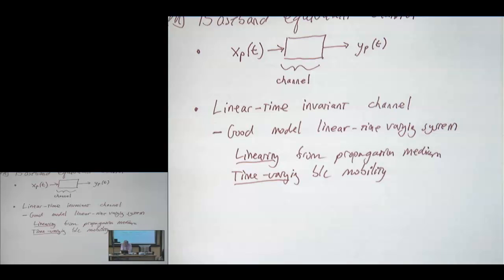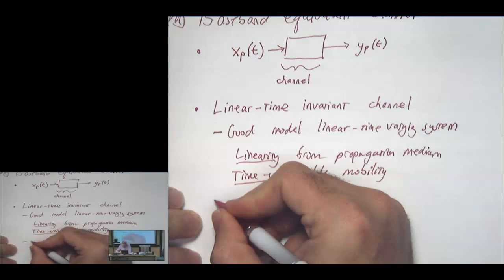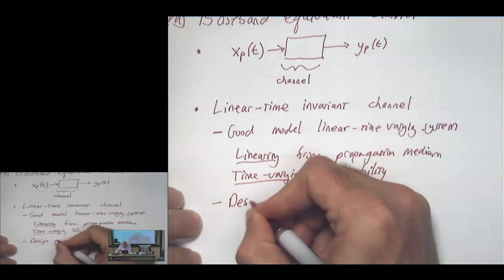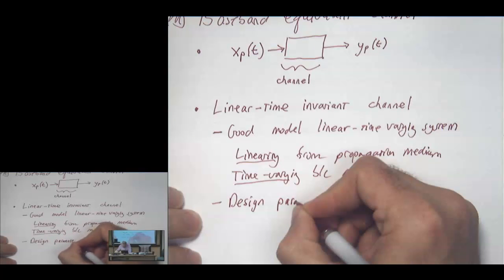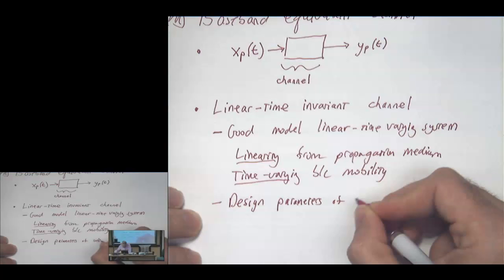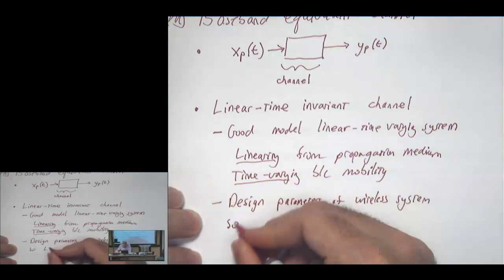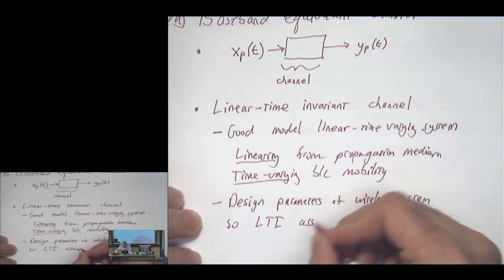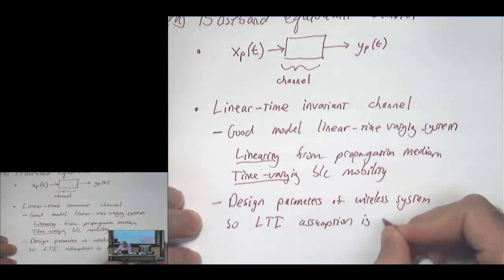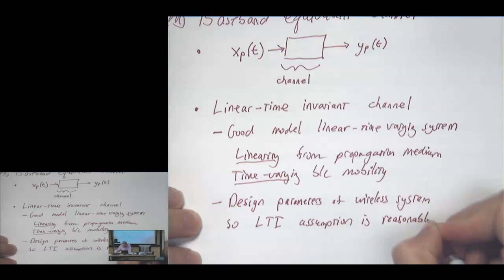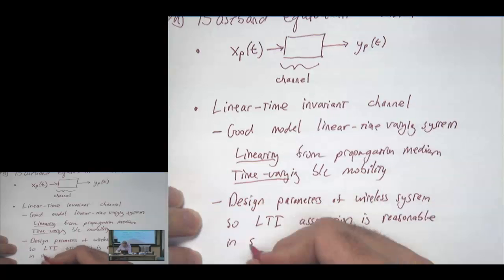And so what happens is that the system is actually designed so that we can make the linear time invariant assumption. So it's a little bit of a chicken and egg problem here. But let me put that down here. So that we design, basically select the parameters of the wireless system so the LTI assumption is reasonable, in at least short intervals.